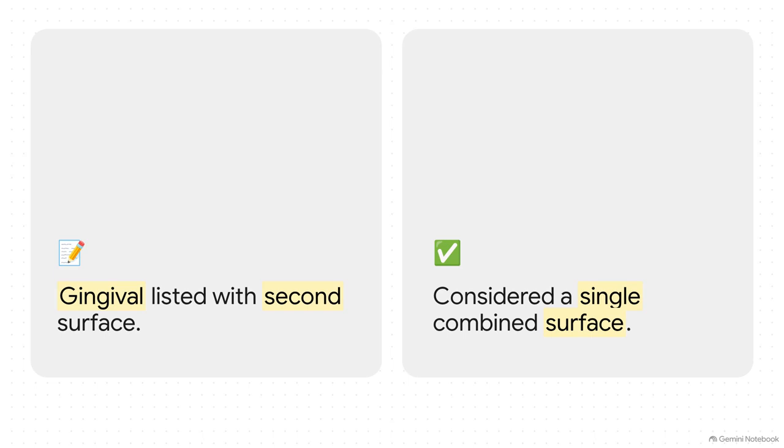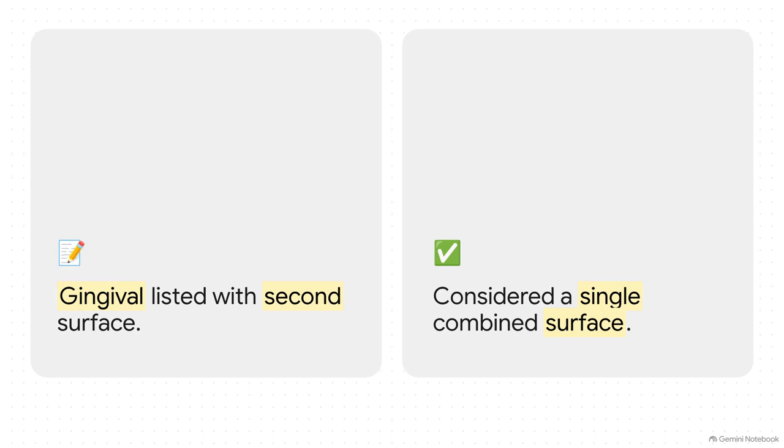The first major one we have to master is the gingival or G rule. The gingival surface relates to the gum line. So here is the golden rule. When G is documented alongside a second surface in a restorative procedure, the entire combination is considered just one single surface for billing purposes. Let me repeat that.